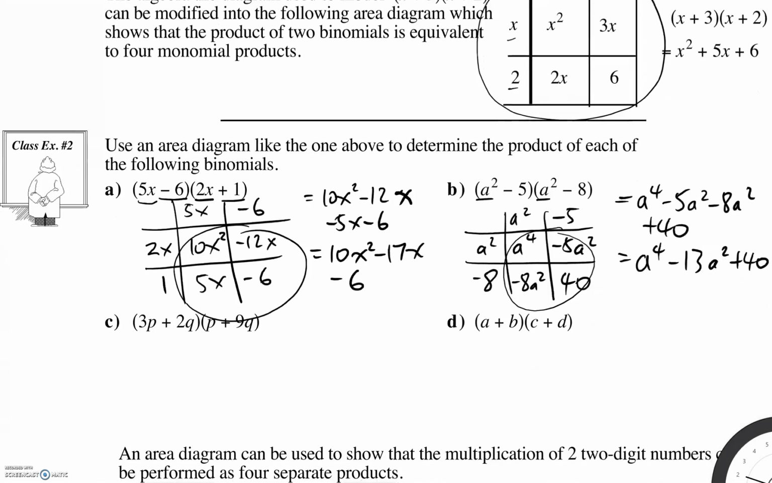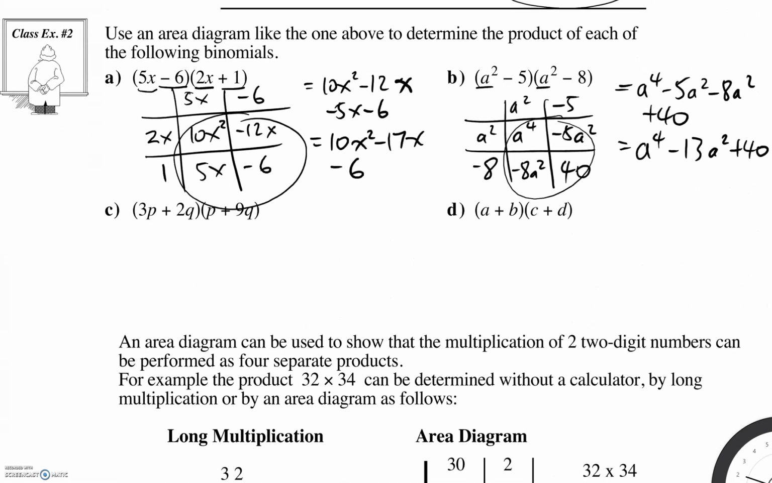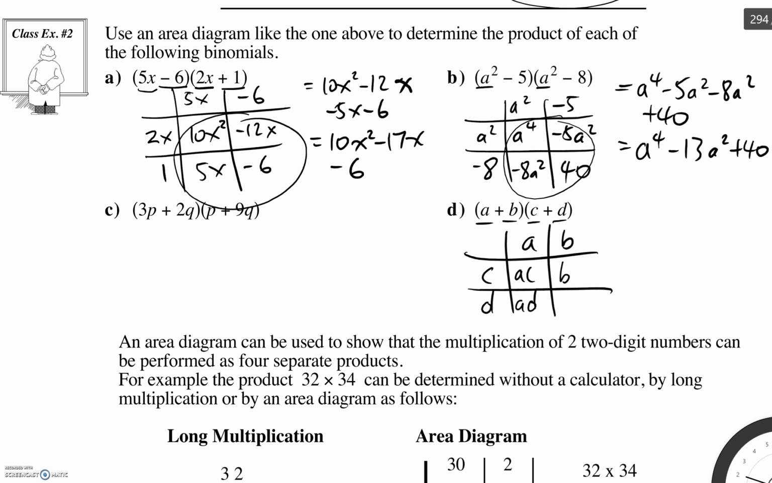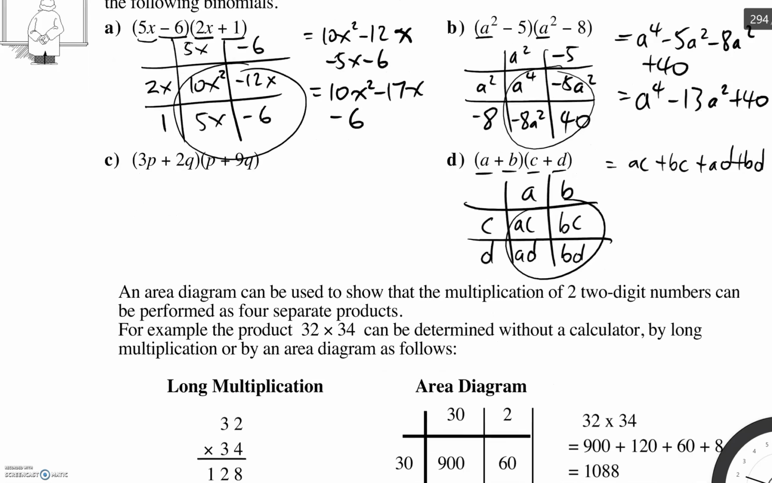Okay, I'll do one more example for classic example number 2. This one looks a little bit simpler. And here we have A, B, C, D. They're all positive, so A, B, C, D. AC, AD, BC, and BD. Adding up all these together, the answer we get is AC plus BC plus AD plus BD. Okay, that's class example number 2.